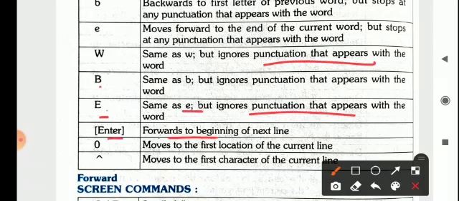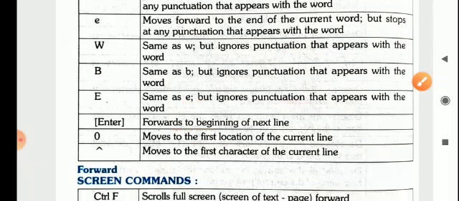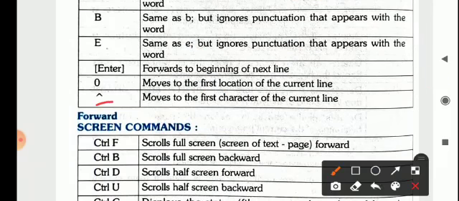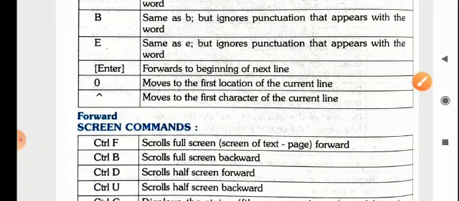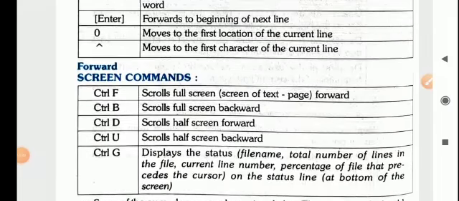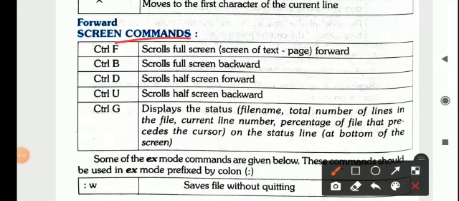Enter moves forward to the beginning of the next line. Then 0 moves to the first location of the current line, that is home. Then we have this exponent sign, the caret, which moves to the first character of the current line. Then we have the next screen commands, that is forward. What is the other forward command?